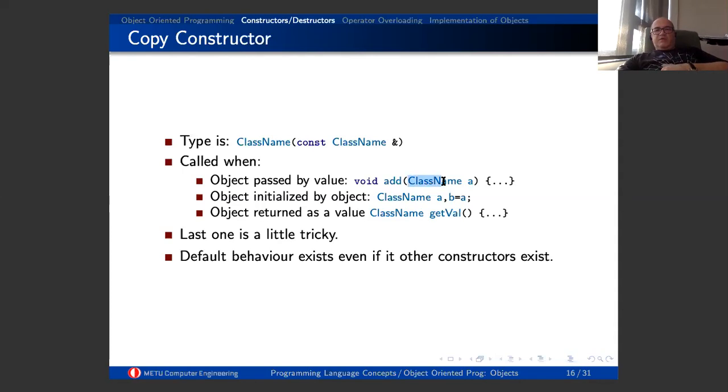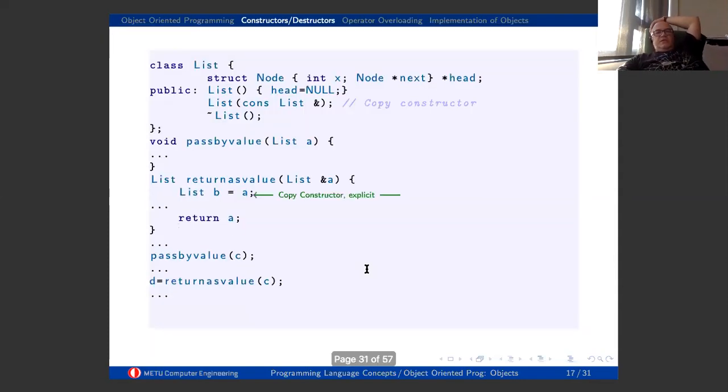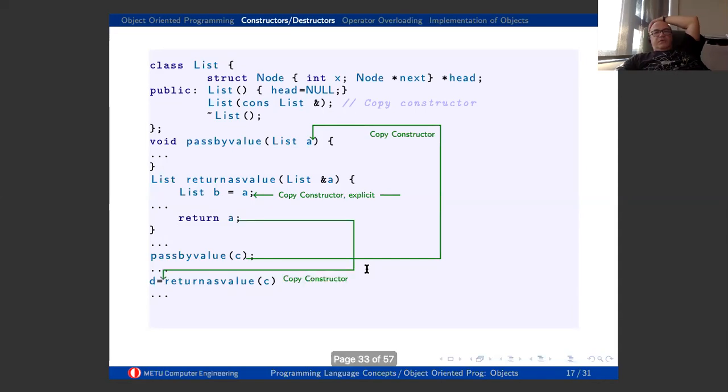So this is passed by value case. This is initialization case. It is also some sort of explicit copy constructor call. And this is the object returns a value. And default behavior always exists. And these are the three cases. This is explicit call, this is pass by value, and this is return as a value.